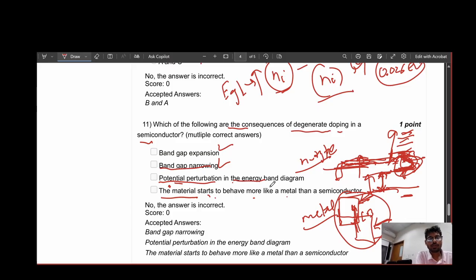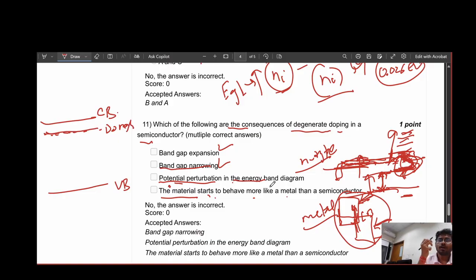So, this is the conduction band. This is the valence band. And when you dope the semiconductor, you are creating an extra level, the donor level. If this is an N type, you are creating the donor level.